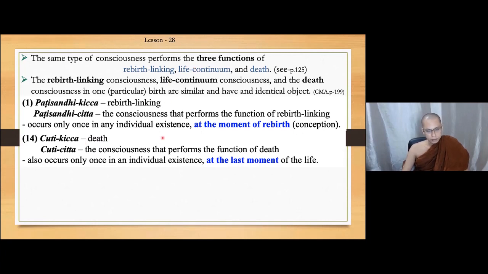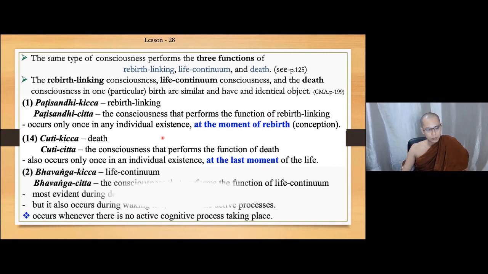So between rebirth and the last moment, death, between the death and the rebirth linking, there are the cognitive processes coming through the six doors. So 5 sense doors and the mind door, altogether 6 doors. When the objects touch the sensitivity or the mind door, they arise as the cognitive process, in different ways. If there is no cognitive process, the same types as the Patisandhi and Cuti perform the function of life continuum, which is called Bhavanga in Pali.